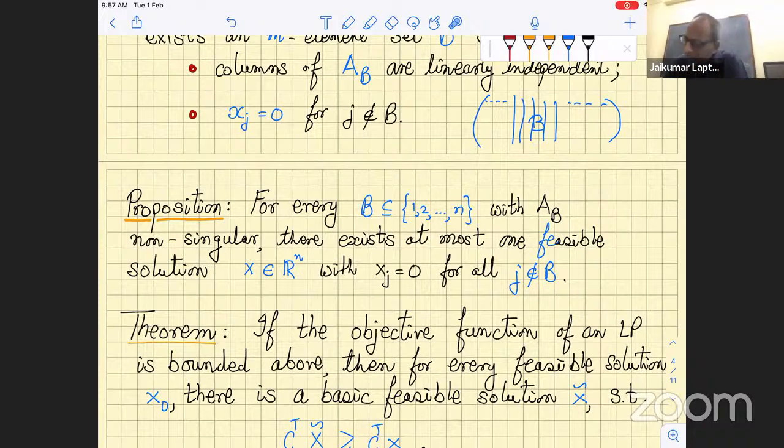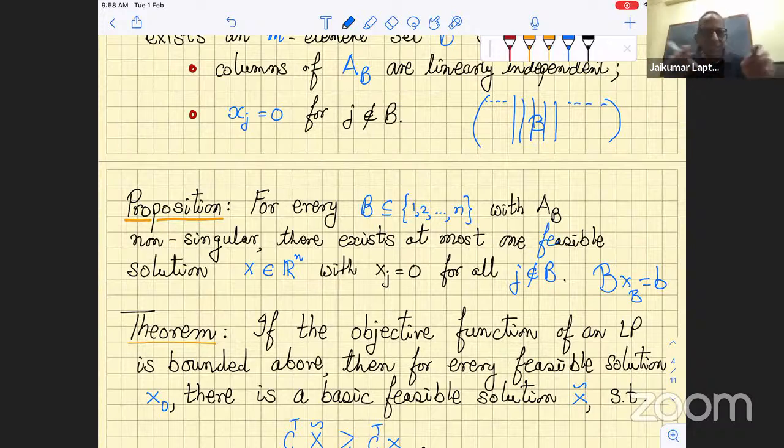So you're solving an equation which looks like B x sub B equals D. So you have set the variables outside of B to be 0, and you're trying to solve this equation. Now, if the columns of B are linearly independent, then you can have at most one solution, because if you had two solutions, then their difference would be in the null space of B. But if the columns of B are linearly independent, the null space of B consists of only the 0 vector. Okay.